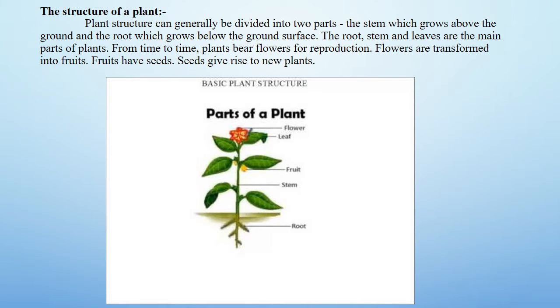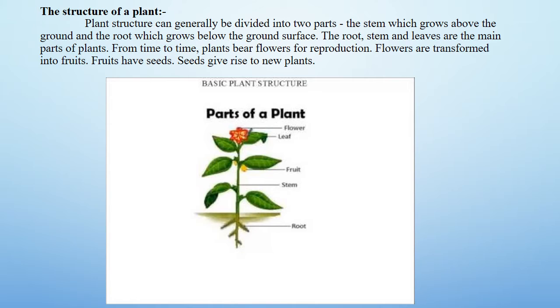Now students, we have to learn the structure of a plant. Plant structure can generally be divided into two parts: the stem, which grows above the ground, and the root, which grows below the ground surface. The root, stem and leaves are the main parts of plants. I am again repeating, the root, stem and leaves are the main parts of plants.